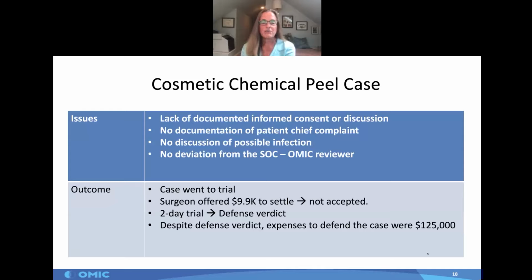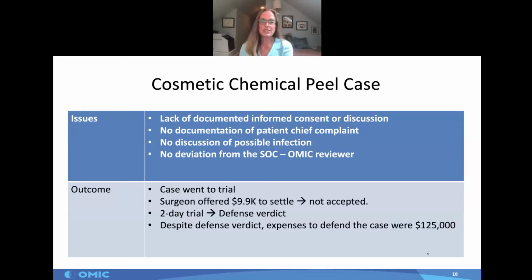Next slide, please. Well, there may not have been any deviation from the standard of care; an infection is a possible risk of any procedure. The problem was that there was a lack of a documented informed consent or discussion, and there was no chief complaint again. So very similar to the other case we just mentioned, and no discussion of the possibility of infection with the procedure. So the case went to trial.